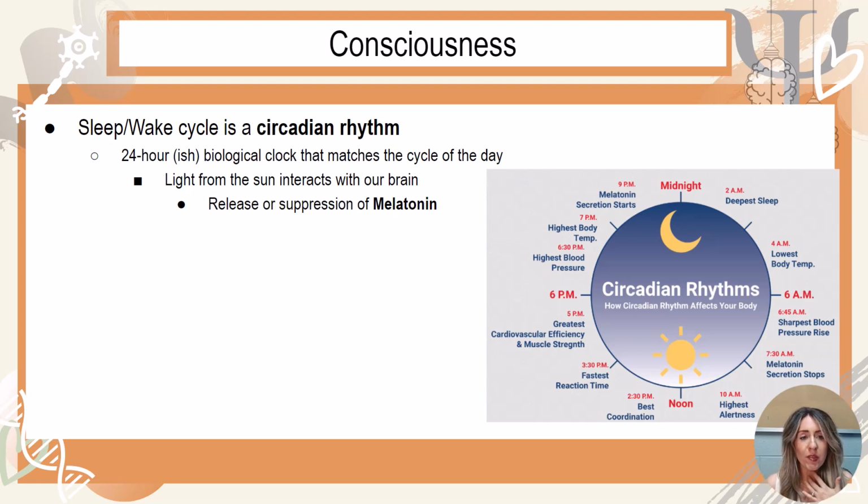Okay, so when we talk about sleep, it's important to know that sleep is part of our circadian rhythm. Circadian rhythm is a 24-ish hour biological clock that matches the cycle of the day. And while most of what we talk about when it comes to circadian rhythm is about sleeping and being awake, it does also regulate other body processes like body temperature, cortisol, muscle strength, reaction time, coordination, all of those things you can see listed in the picture. And they are high and low at different points of the day, right?